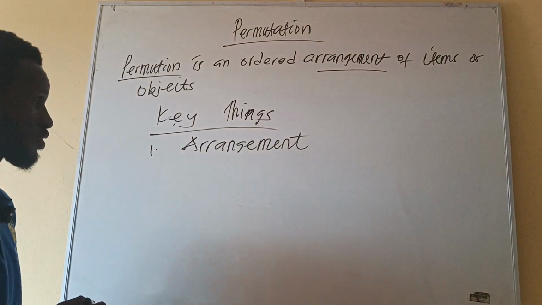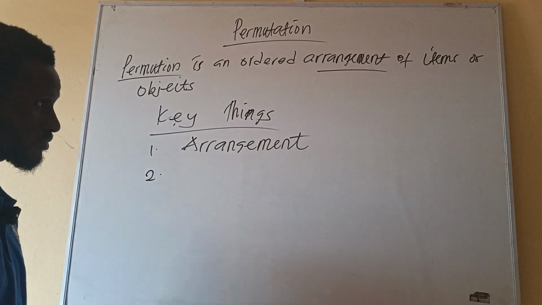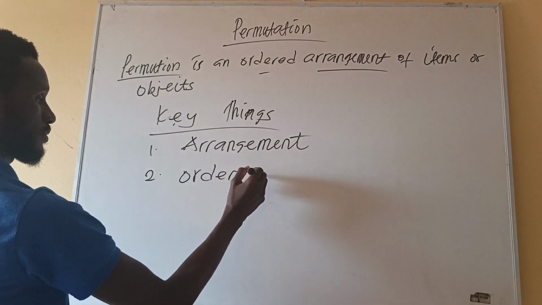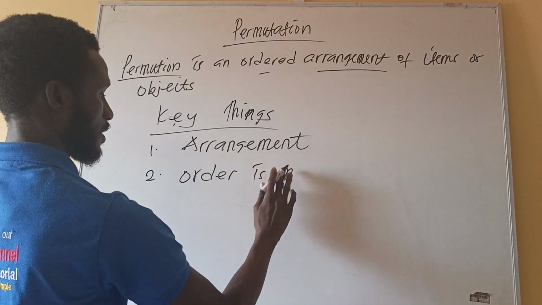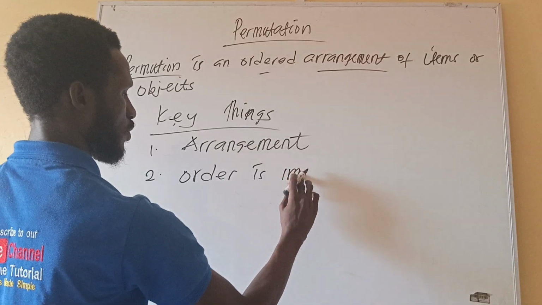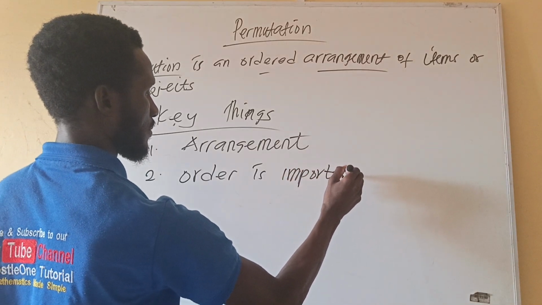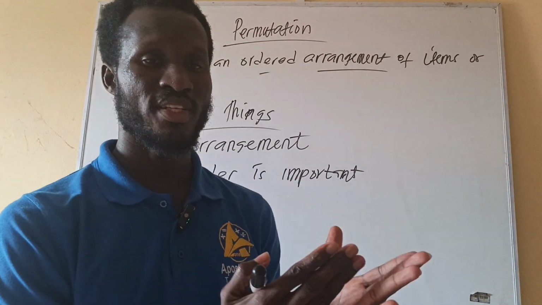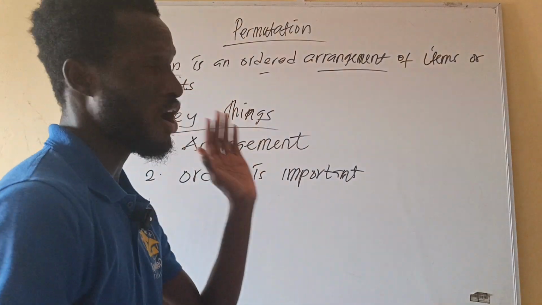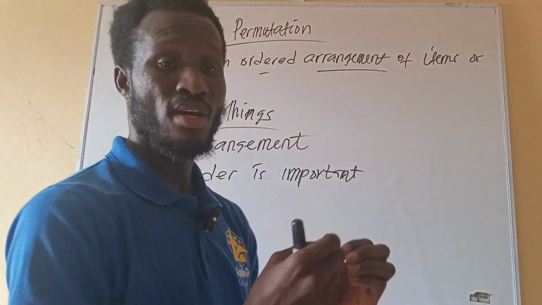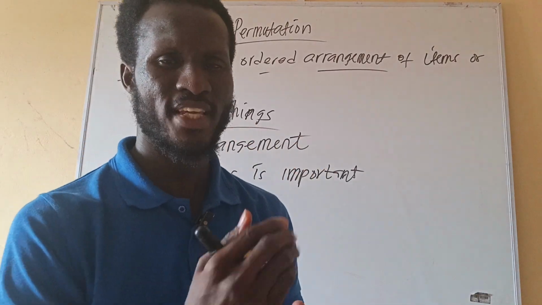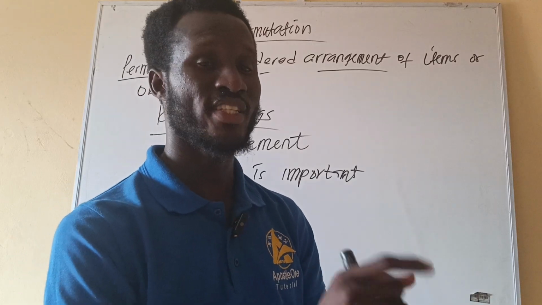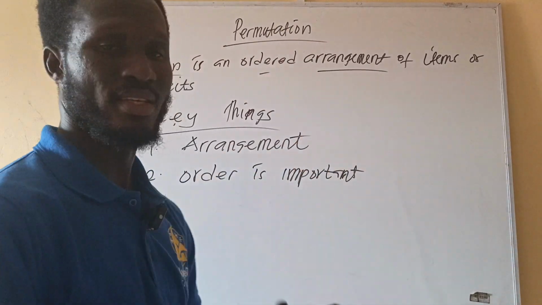Another thing I want you to know about permutation is the order of arrangement. The order of the arrangement is really important. The order matters. So sometimes we can define permutation in this way: permutation is the arrangement of items or objects in which the order is important.